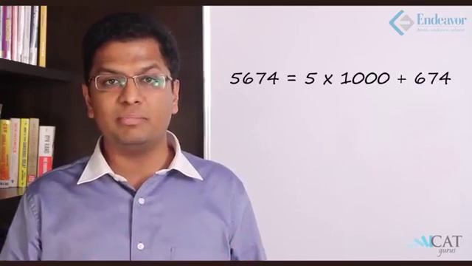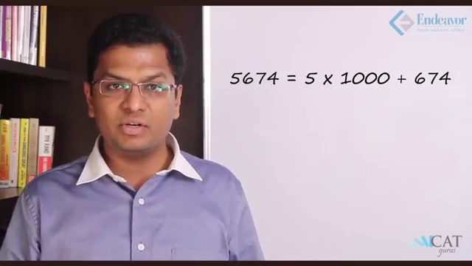Let's extend it further to the number 8. If we have to check whether 5674 is divisible by 8 or not, let's break it further: 5 into 1000 plus 674. Now 1000, as we know, is divisible by 8. So all we need to do is check 674.